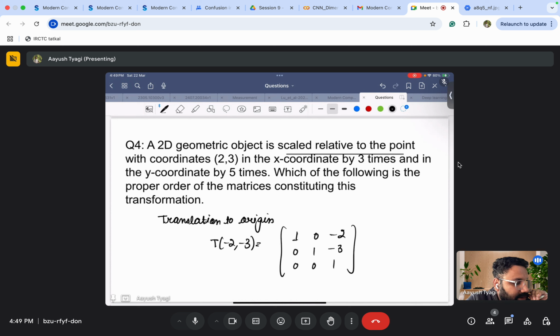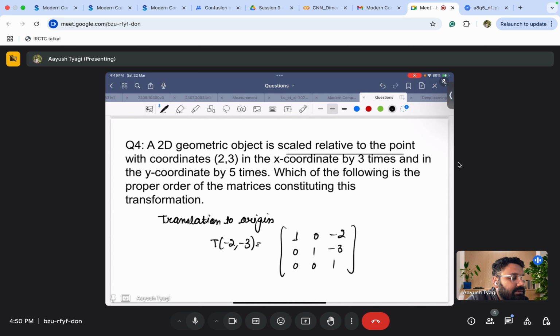Next: a 2D geometric object is scaled relative to the point with coordinates 2 comma 3, in the x coordinate by 3 times and the y coordinate by 5 times. Which of the following is the proper order of matrices that constitutes this transformation?